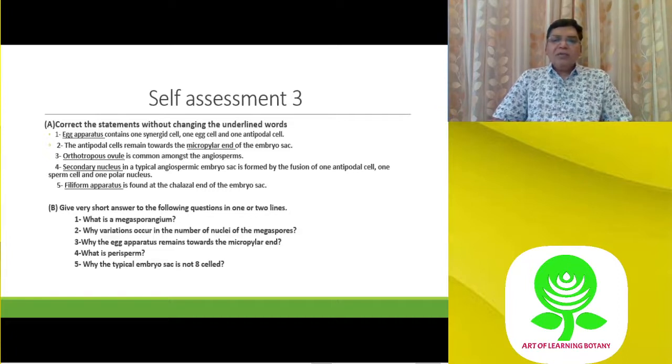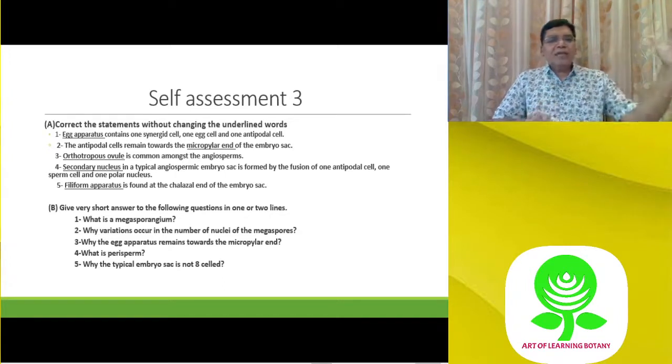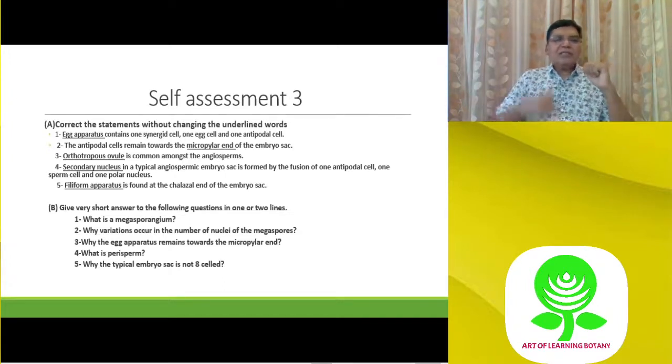Why is the typical embryo sac not 8-celled? Because of the fusion of the two polar nuclei, so they form one cell. So the egg apparatus is 3-celled, antipodal is 3-celled, and the two polar nuclei have united to form a single cell. Therefore it is 7-celled. The answer is due to fusion of the polar nuclei to form a single cell, the secondary nucleus.